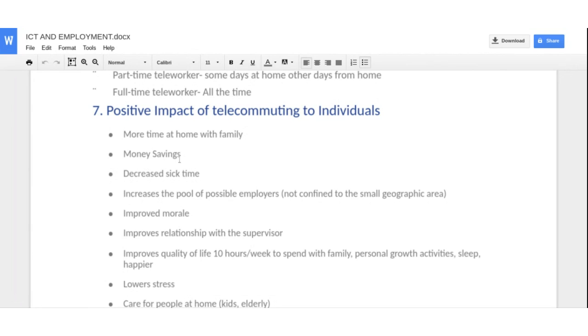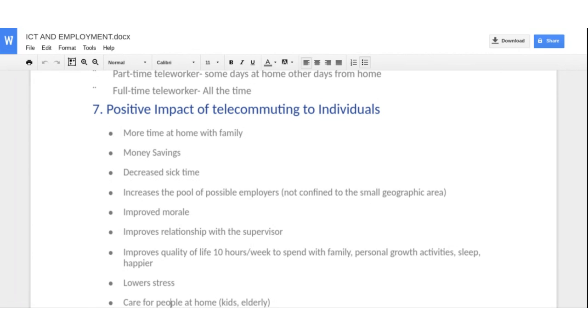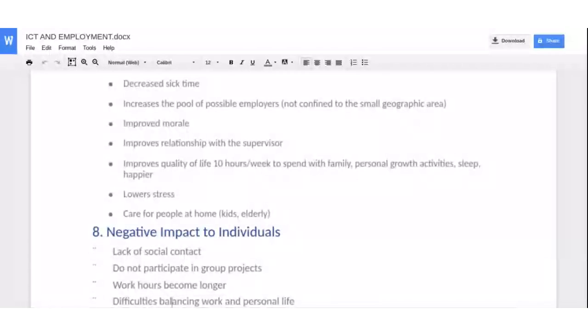But again, that's also debatable, but it is a positive impact that is likely to happen. So I think I will let the student read the rest. Quite a good list here, but certainly there are quite a number of good impacts, some good contributions, positive contributions that teleworking can bring.